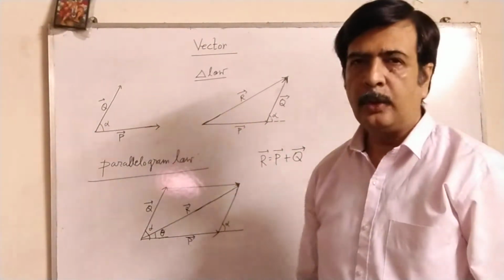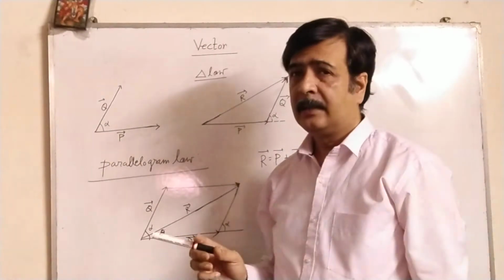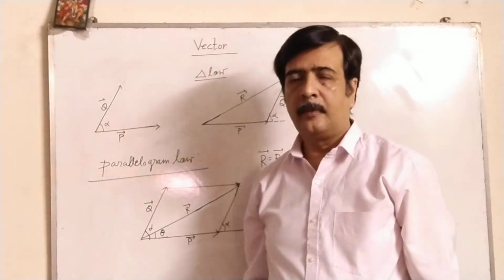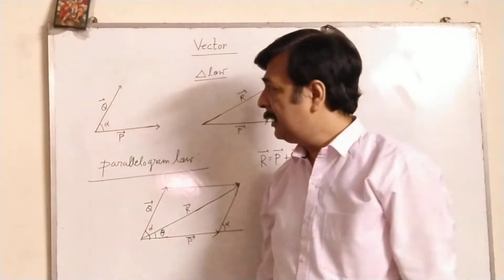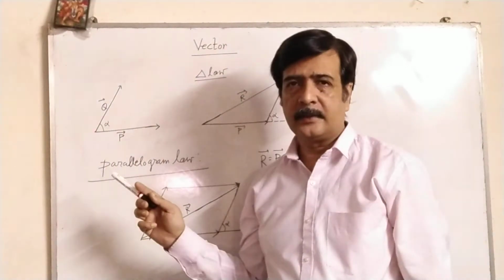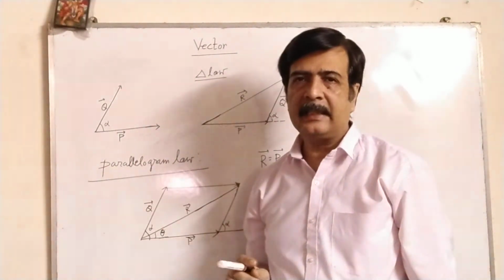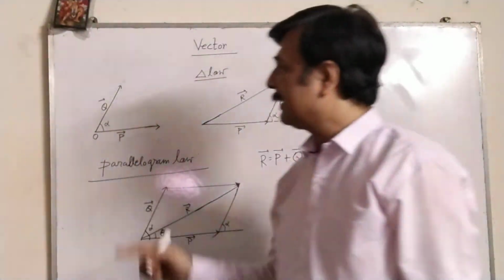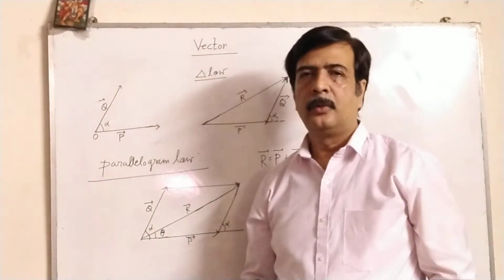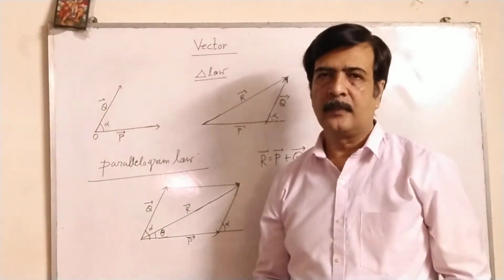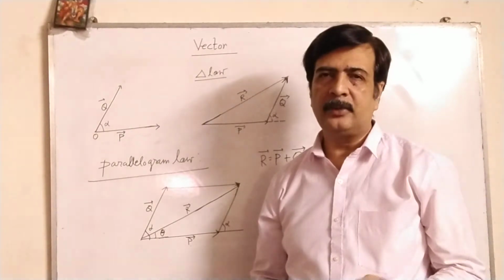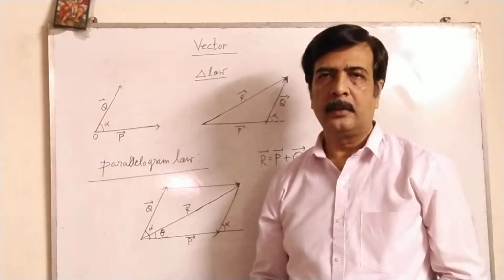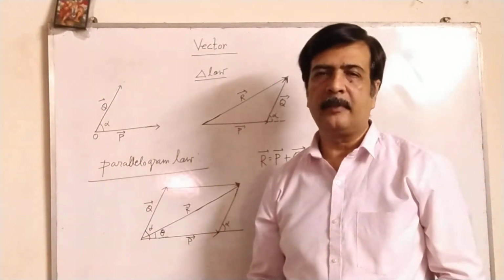Hello students, today I will discuss the triangle law and the parallelogram law of vectors. Actually, when two vectors P and Q act at a point, say O, at an angle alpha, we may get the resultant. But for that, we have to apply either of the two laws. One is triangle law and another is parallelogram law.